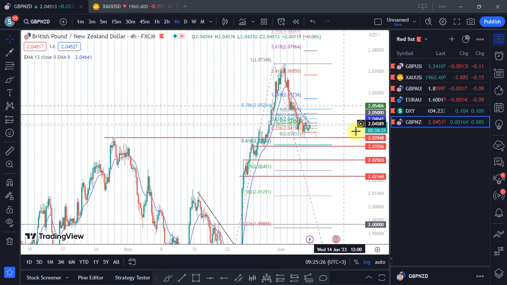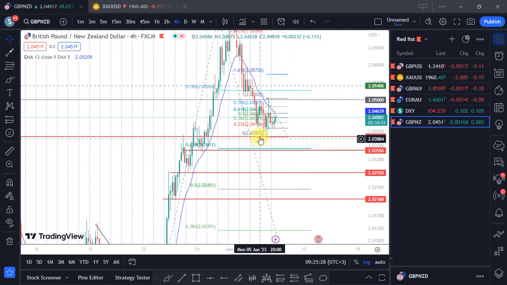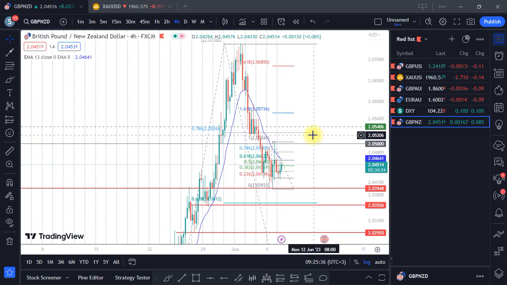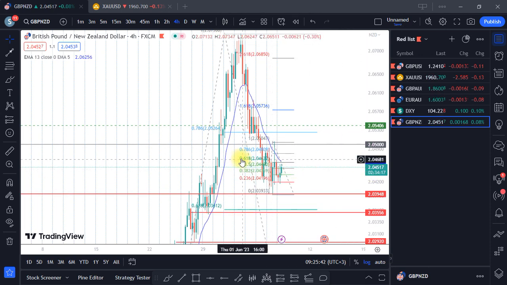I have my line cutting across there, so you can see it as a point of interest. Then these lines, as you can see, the horizontal lines that are here, these were also points of interest that I have on my chart. There's Fibonacci and an EMA, but I'll talk about the Fibonacci later on in another video.